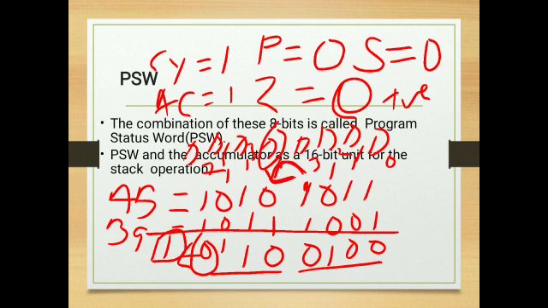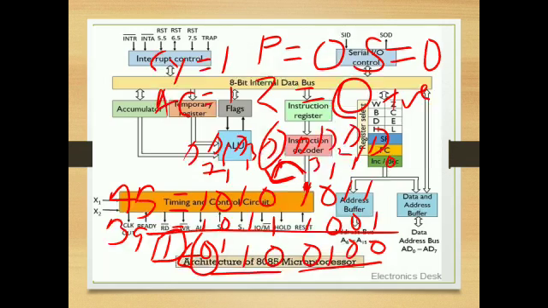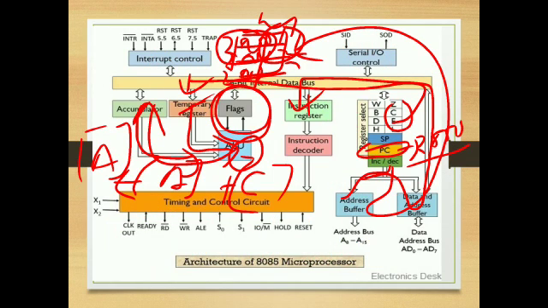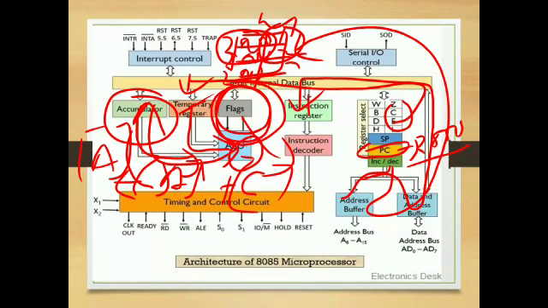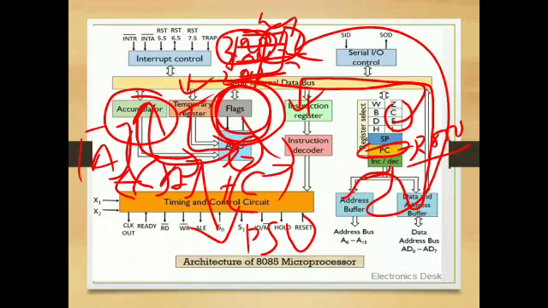PSW. PSW is nothing but the program status word, which is the combination of the accumulator and the flag register. The 8 bits of the flag register are combined with the 8 bits of the accumulator. This forms the PSW, or program status word.